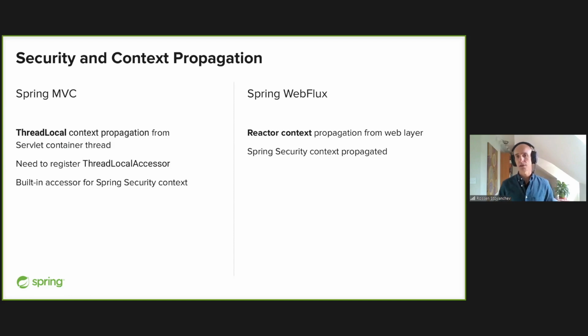For Spring WebFlux, we have reactor context propagation from the web layer, because that's where security context is going to come from in a WebFlux application. And for that, there is nothing further that you need to do. Spring Security context is automatically propagated to the data layer. So as long as your data fetchers are returning Flux and Mono, they're going to be able to access Spring Security context. If you look at both of these, the expectations are very similar to what you get with a Spring MVC controller or Spring WebFlux controller, and how you think about context in each of these types of applications.